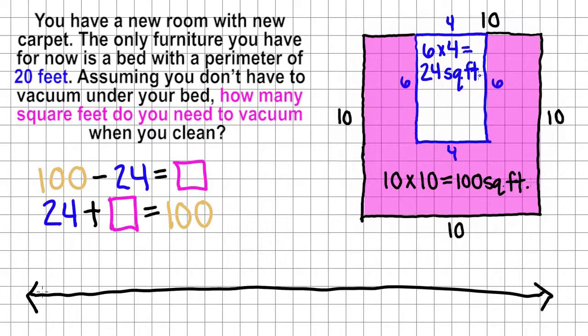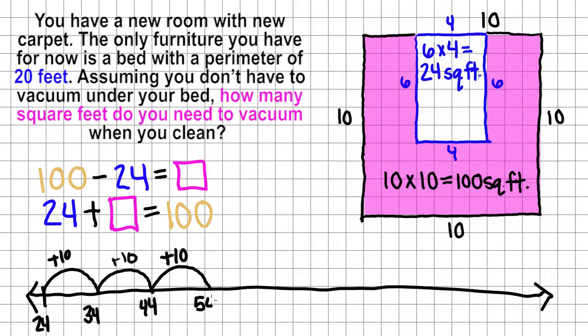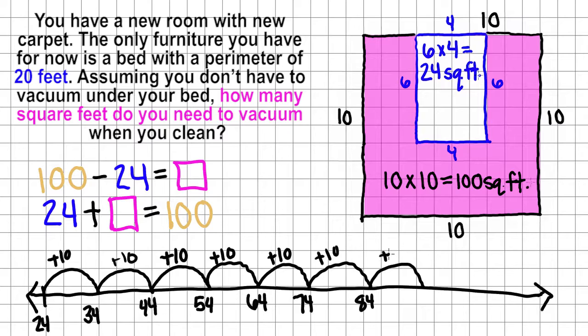I will show this on a number line. The distance between 24 and 100 will be the answer to 100 minus 24. I would take 7 jumps of 10 and 6 jumps of 1 to land on 100. The distance between 24 and 100 is 76. So 100 minus 24 equals 76. I would need to vacuum 76 square feet.